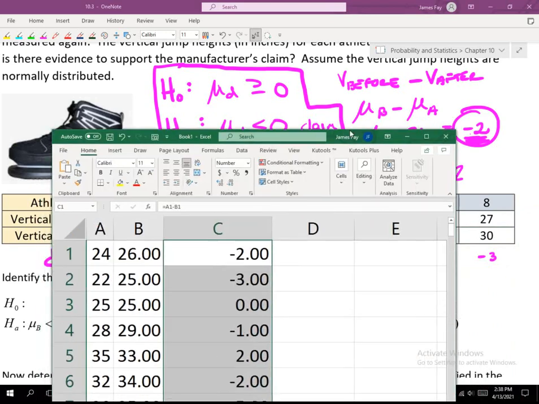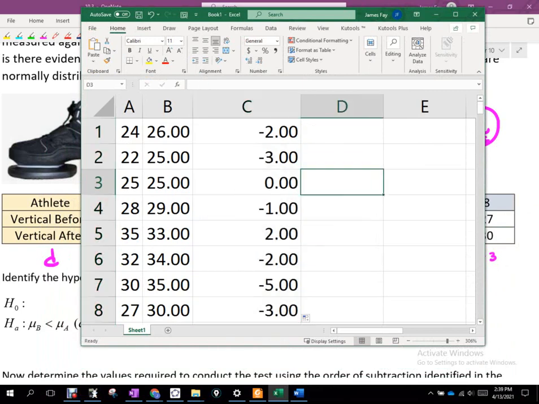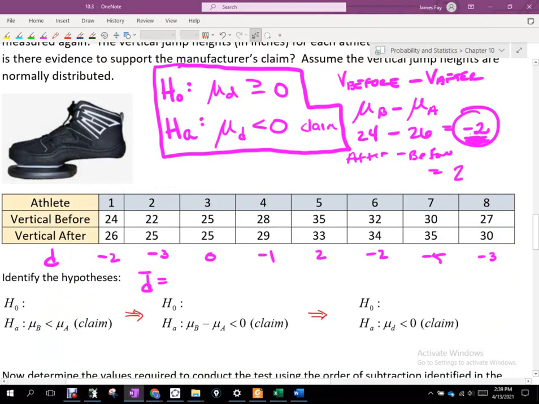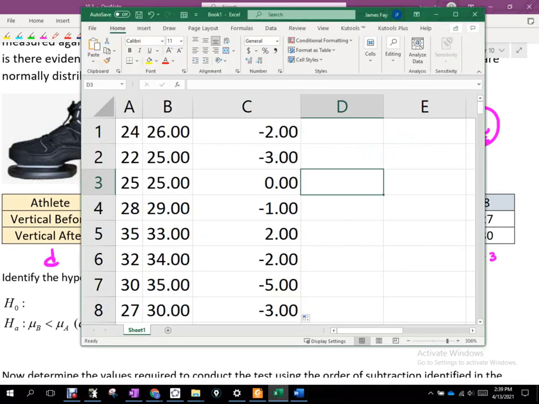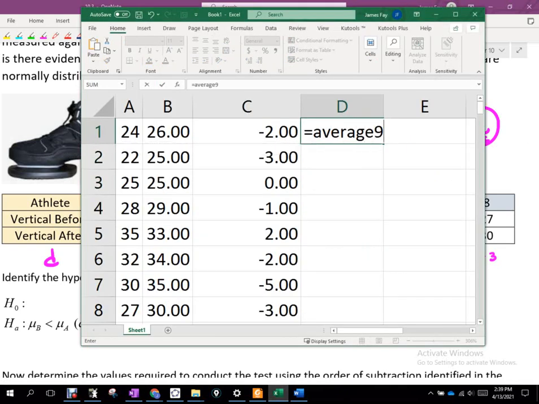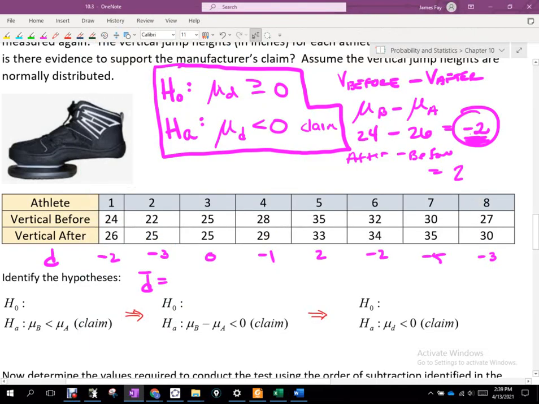Okay, so you can do it by hand or use Excel. The reason I want to use Excel is because I'm going to have to find the average of those differences. So I could do it by hand, -2, -3, -1, +2, -2, -5, -3, and then divide that by 8. Or if I'm on Excel, I could just say equals average of C to C, -1.75. Okay, is that doable? So D bar is -1.75.